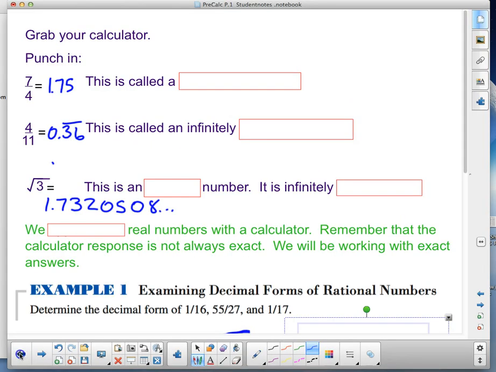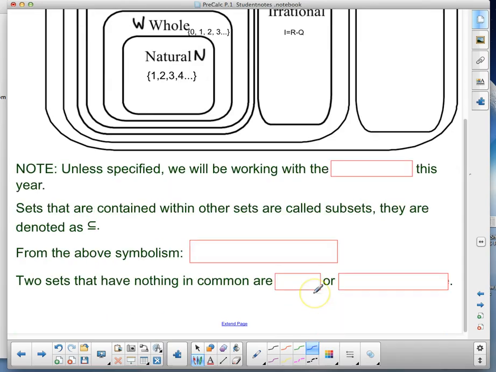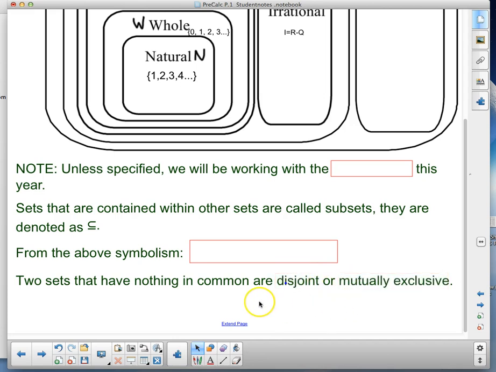Oh, I've got to get ourselves back here. Sorry. Now, 2 sets that have nothing in common are disjoint or mutually exclusive. The intersection of the sets would be a null set if they're disjoint and mutually exclusive. So let's keep that in mind. That's the null set. You might be remembering that from Algebra 2 back in your day. So if you have questions about this, please let me know. Next time you're in class, you can drop me an email.